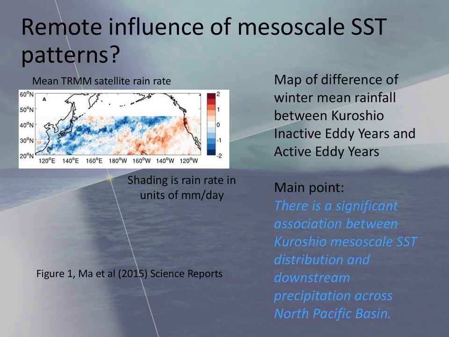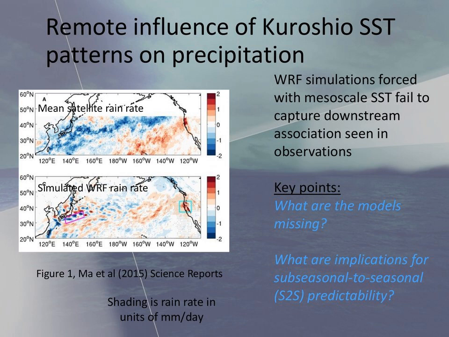One of them is that they show an association, but the causal mechanism isn't quite clear, because the SST field can induce an atmospheric response which can feed back onto the mesoscale SST field itself. And one thing that might suggest that is they also ran simulations with a high-resolution mesoscale model over the North Pacific, which I've shown here on this bottom panel. This is a WHOI simulation, and so they ran it the same way during active and inactive eddy years, and the simulated difference in the rain rate is quite different than what it is in the observations.